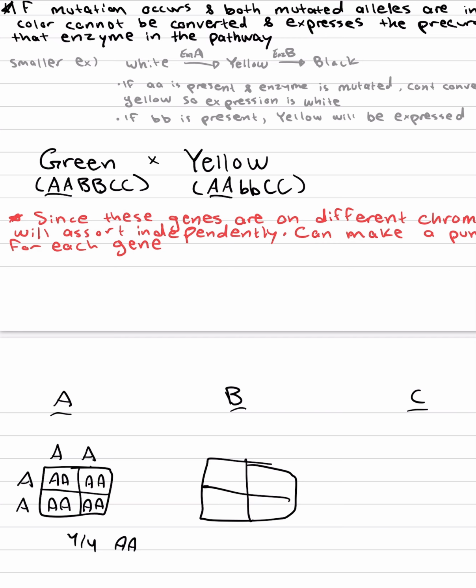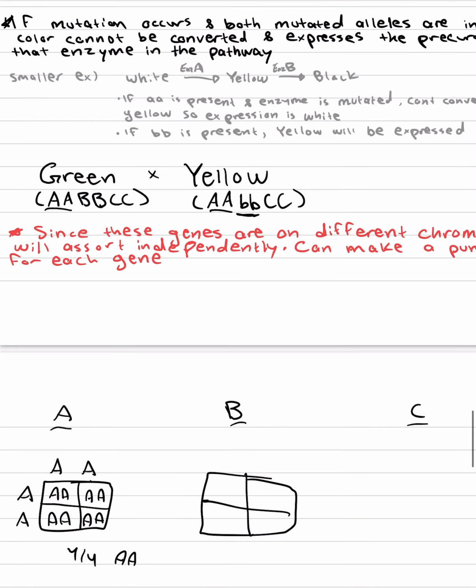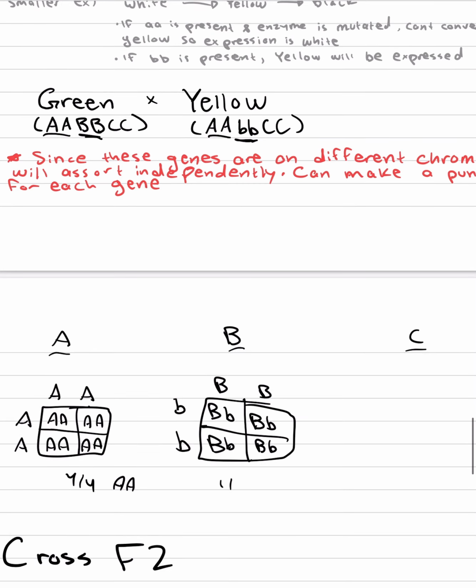For the B gene, we see that this yellow individual is homozygous recessive, and this green individual is homozygous dominant. So big B, little b, crossing them together will result in all of them being heterozygous. So 4 out of 4, or 100% of them, are going to have the genotype big B, little b.